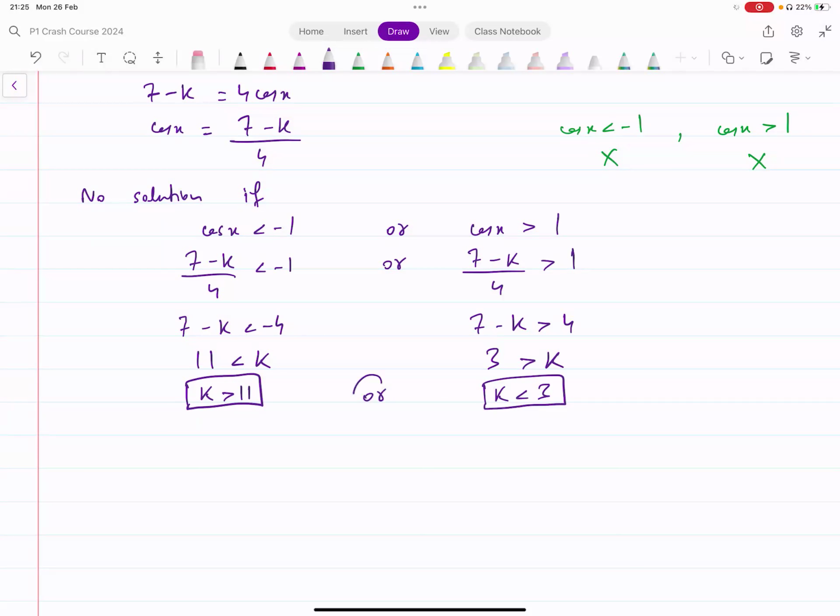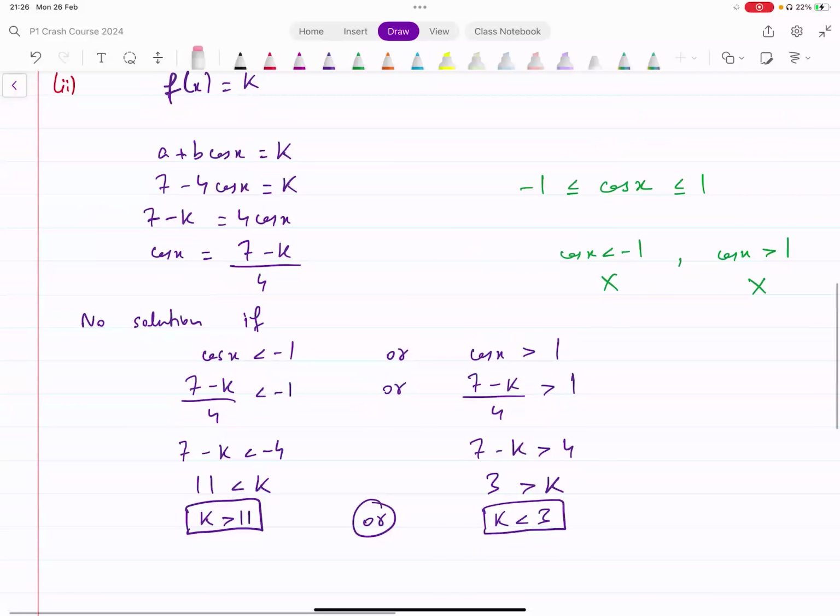So there's going to be no solution if any one of these two conditions is true. Either k is greater than 11 or k is less than 3. If k was between 3 and 11, we would have solutions. Okay.